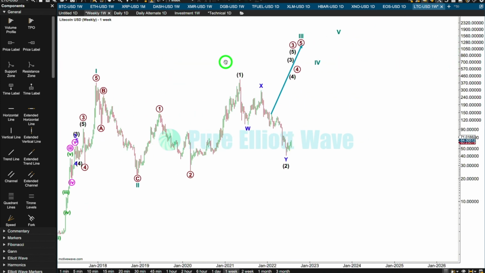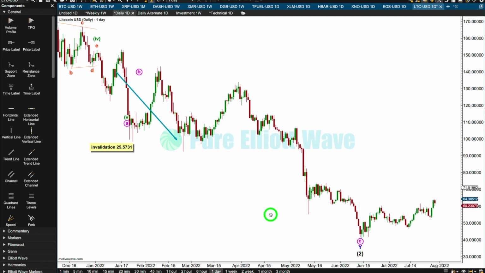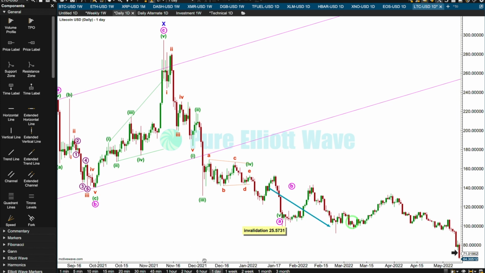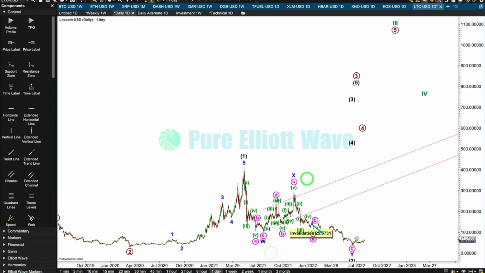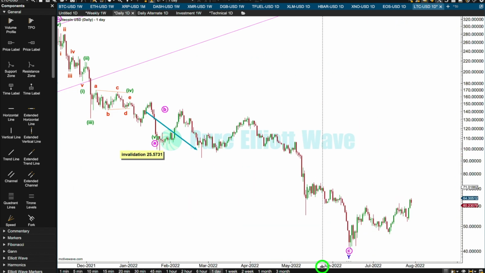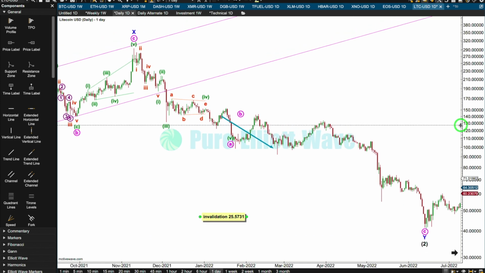So this is my weekly chart. I was expecting intermediate 2 to continue lower. This is my daily chart. Yeah, I was expecting it to continue lower. It has. I want to try and figure out, is it over? So I'm looking at a double zigzag for intermediate 2. I've got W, X, Y. Let's have a look at minor wave Y. So it's well above the invalidation. It looks like it could have completed a structure.